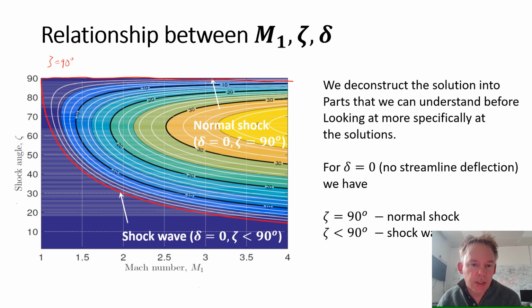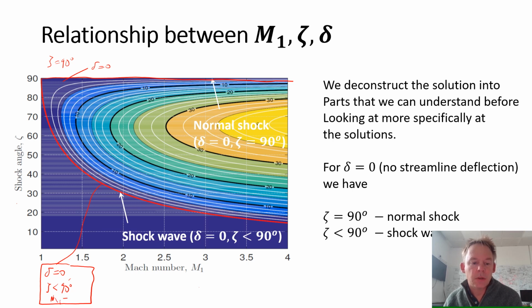In this particular case, actually, delta is 0. We have another branch here, which is delta is also 0 and zeta is less than 90 degrees. And this is a solution where M1 equals M2.